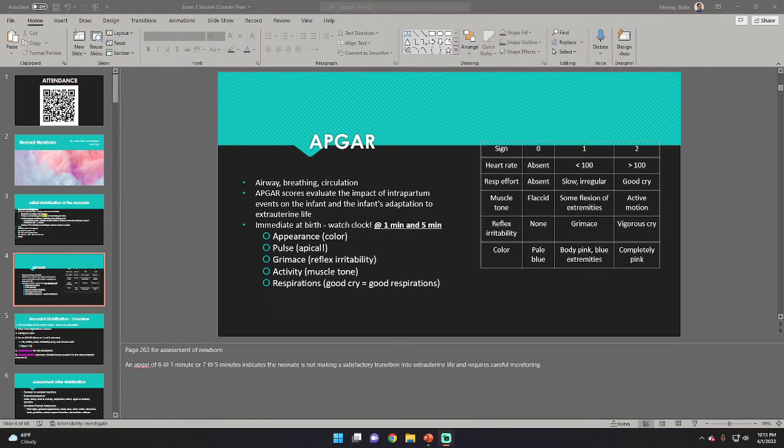When we have our Apgar here, we've already talked about this a lot, but when it comes to our priority here, the initial assessment at 1 and 5 minutes, if the Apgar is 6 or less at 1 minute or 7 or less at 5 minutes, this neonate is not having that satisfactory transition to extrauterine life, and it's going to require a lot of interventions and a lot of careful monitoring.